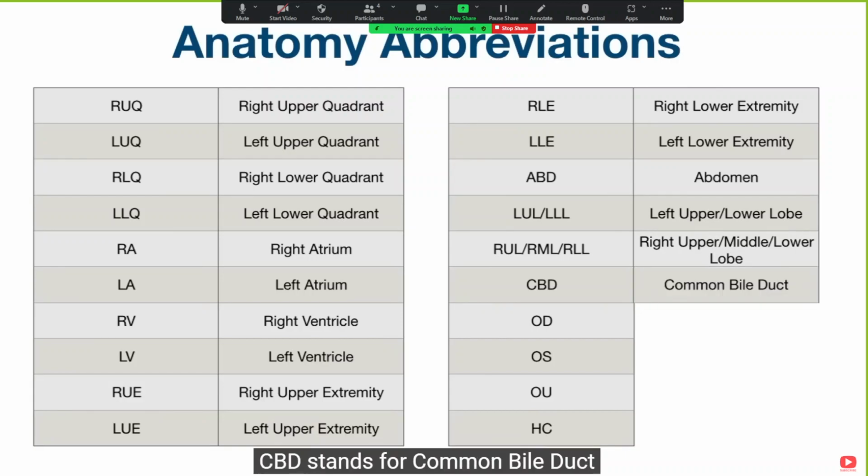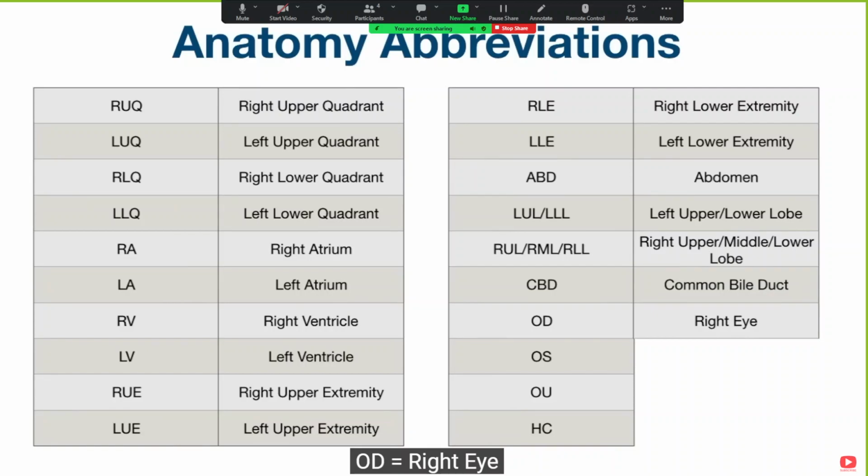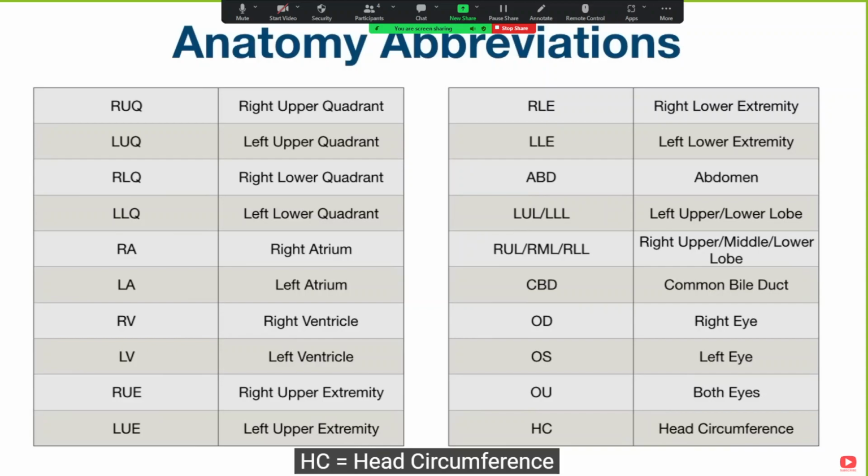CBD stands for common bile duct. OD, right eye. OS, left eye. OU, both eyes. HC, head circumference.